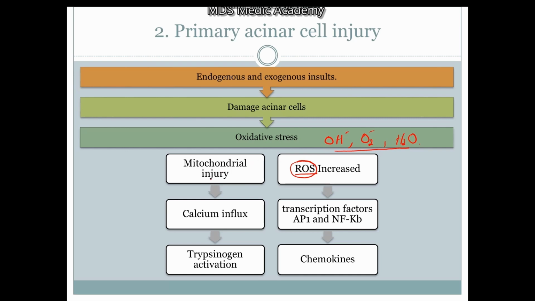Reactive oxygen species damage the mitochondria, resulting in mitochondrial injury, which leads to the influx of calcium inside the acinar cells. Once the calcium concentration rises inside the acinar cells, trypsinogen activates into trypsin. The other way is that the reactive oxygen species also enhance the production of transcription factors such as AP1 and nuclear factors. These transcription factors upregulate the production of chemokines and inflammatory substances that result in inflammation.